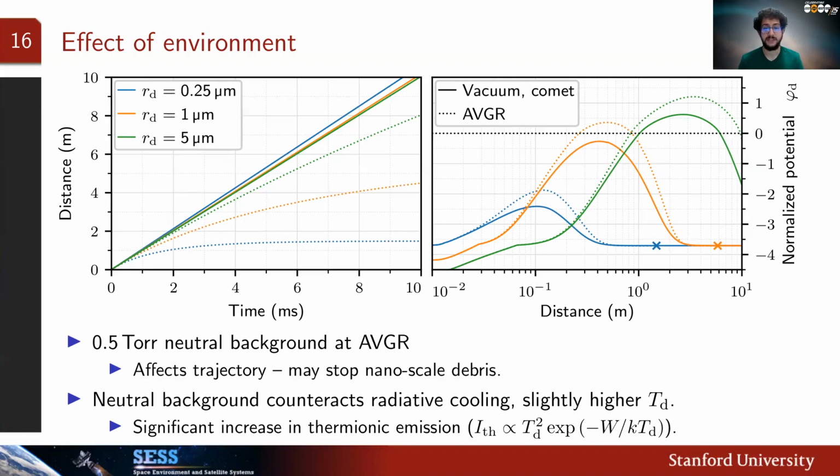The net result is a predicted increase of only about 20 to 100 Kelvin in the surface temperature, but because of the functional form of the thermionic emission current, which includes a T squared times this exponential, this leads to a significant increase in thermionic emission and a significant change in the predicted charge and surface potential.